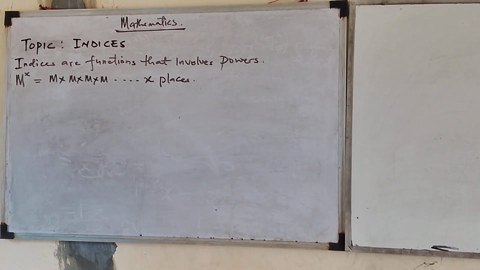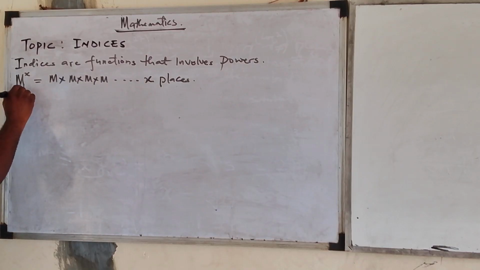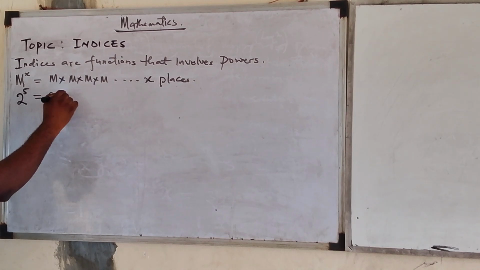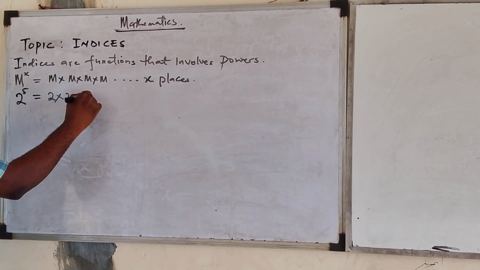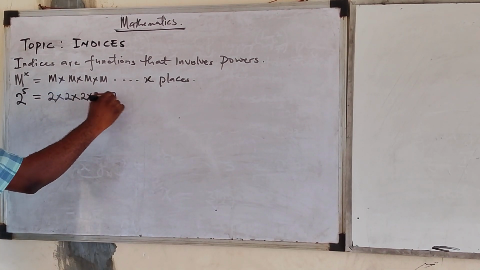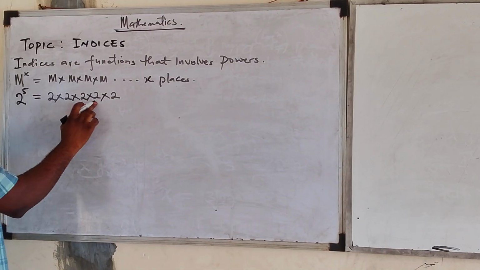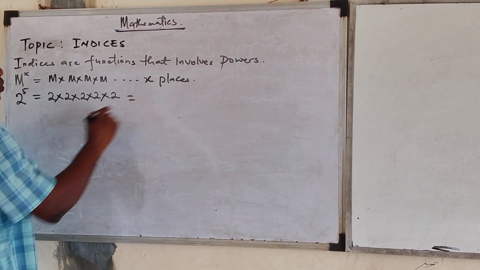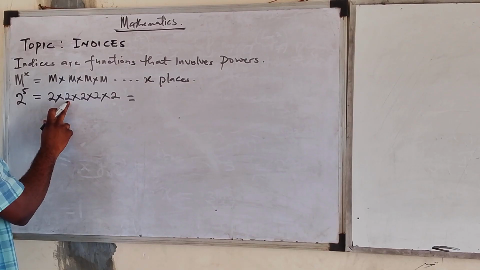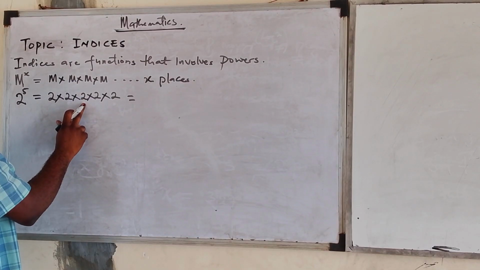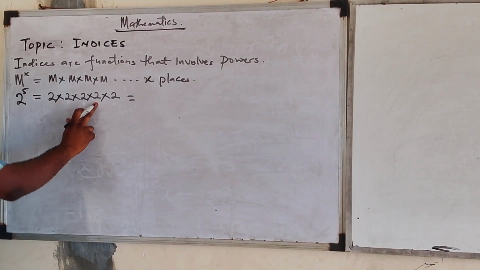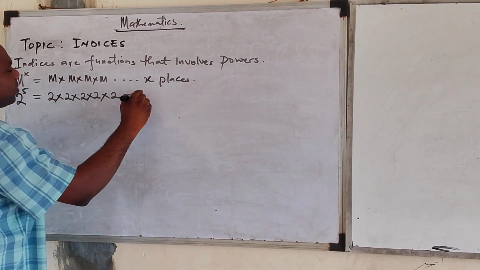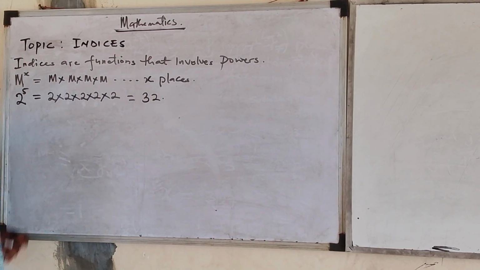Now, this is what we're saying. If you have 2 raised to the power of 5, the meaning of this is 2 times 2 times 2 times 2 times another 2. 1, 2, 3, 4, 5. And of course, we know that 2 times 2 is 4. 4 times 2 is 8. 8 times 2 is 16. And 16 times 2 is 32. So that is the meaning of 2 raised to the power of 5.